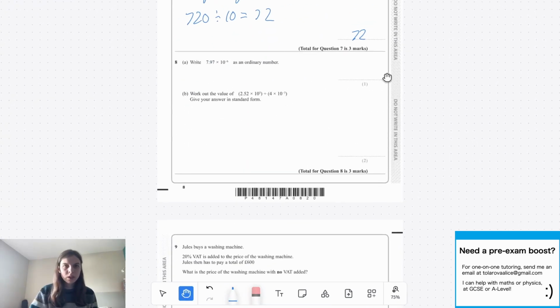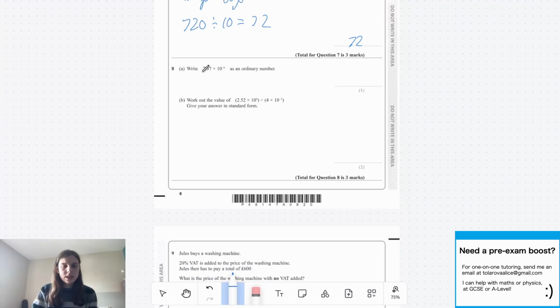Write this as an ordinary number, so we just need to remember that because it's 10 to the minus 6, there needs to be 6 zeros here. So 1, 2, 3, 4, 5, 6, and then 7, 9, 7.